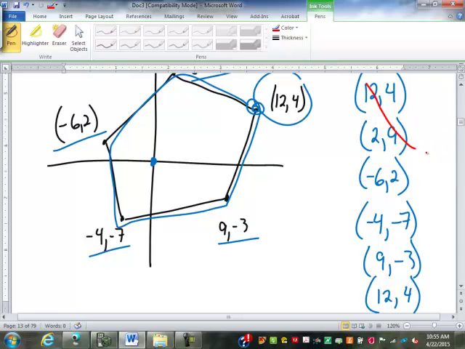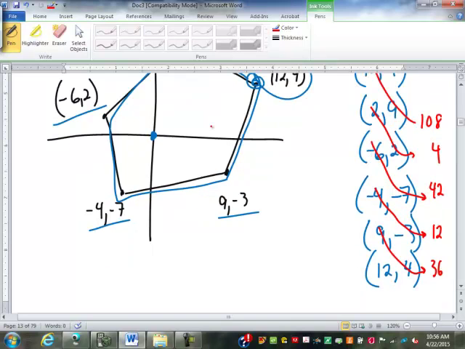Now what we're going to do is what's called diagonal products. We're going to do 12 times 9, which is 108. 2 times 2 is 4. Negative 6 times negative 7, positive 42. Negative 4 times negative 3, positive 12. 9 times 4 is 36. If we add those all up, we get 202, right? Sound right? Looks good to you? Okay.